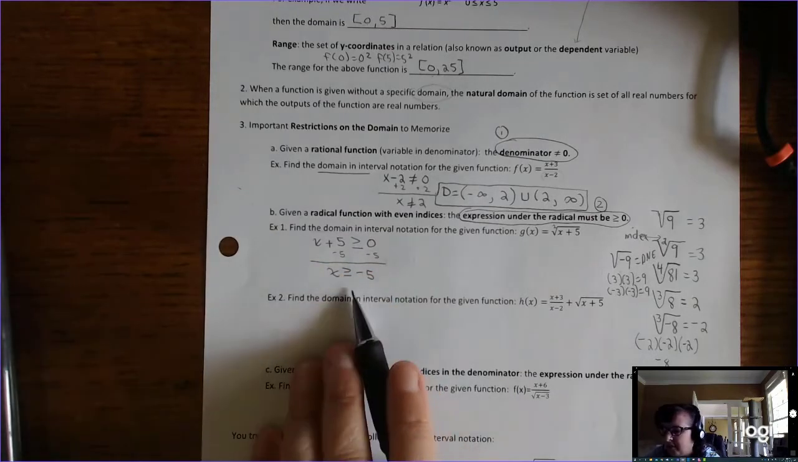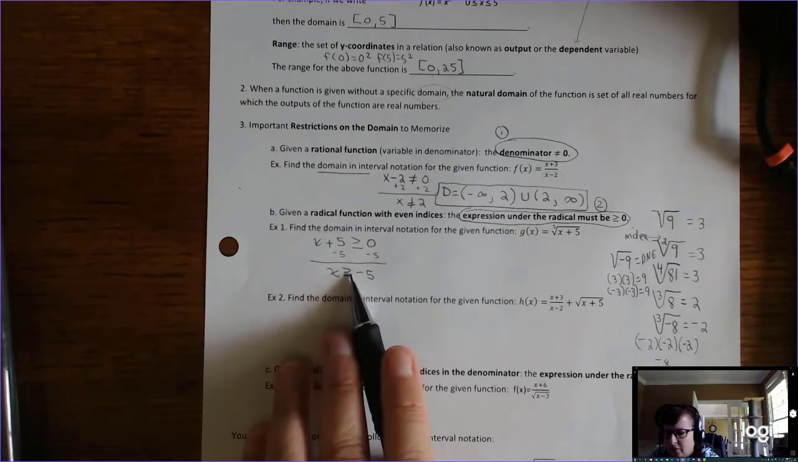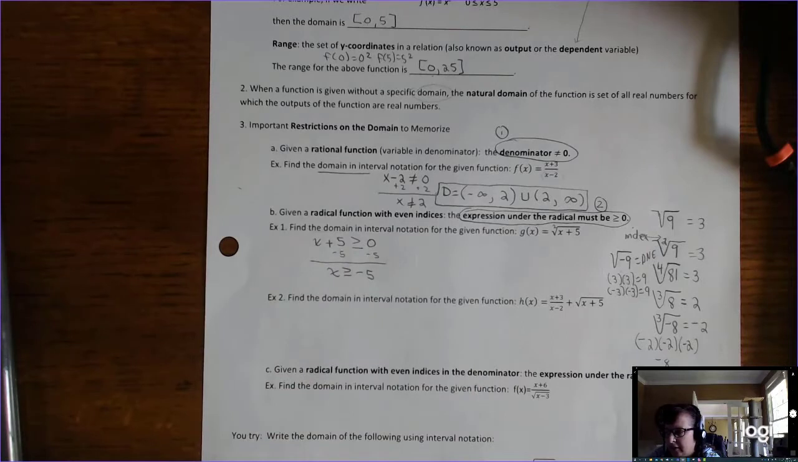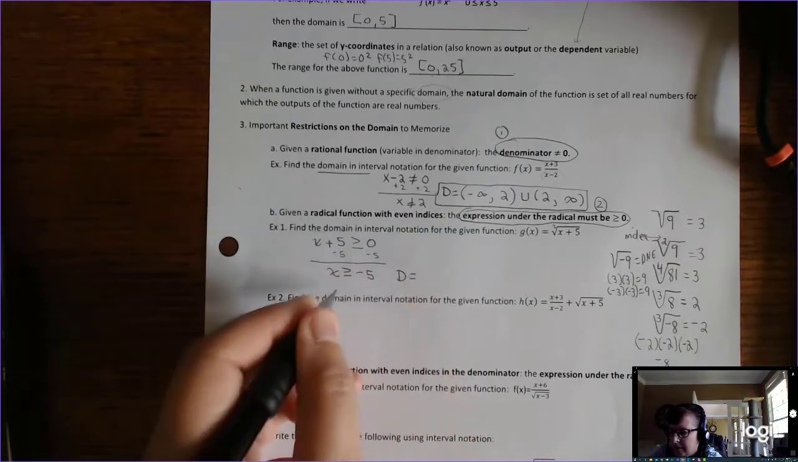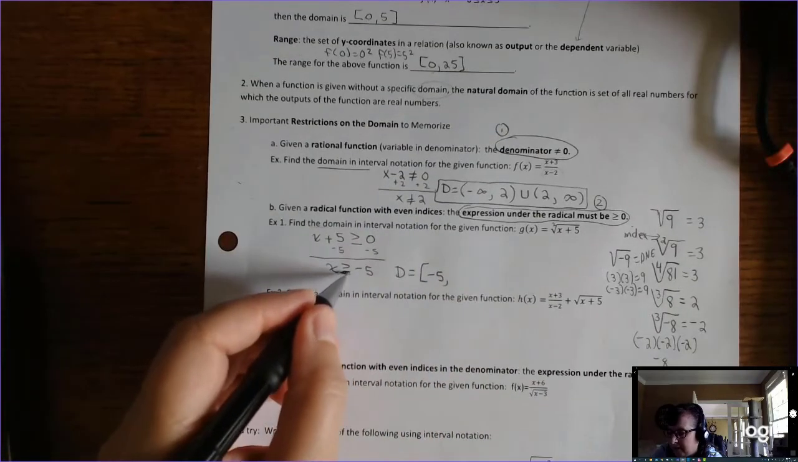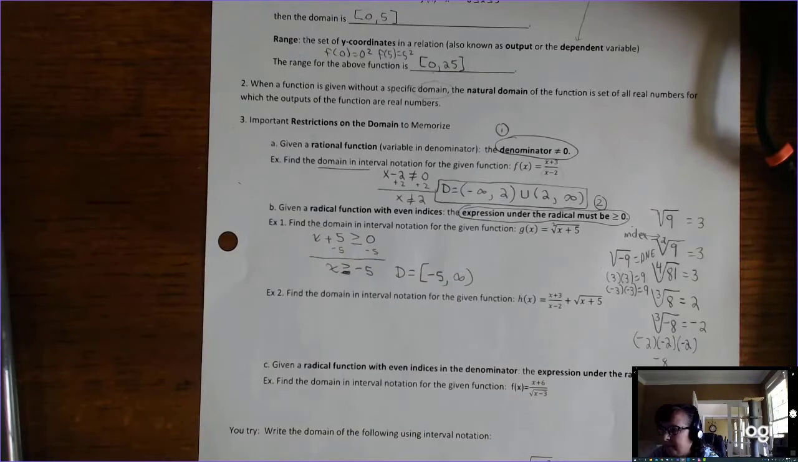So that tells me the domain. It's saying that all the numbers in the domain have to be greater than or equal to -5. Now it says put it in interval notation. So the smallest number would be -5 with a bracket because it gets to be included, all the way to infinity. Okay, now check your work.